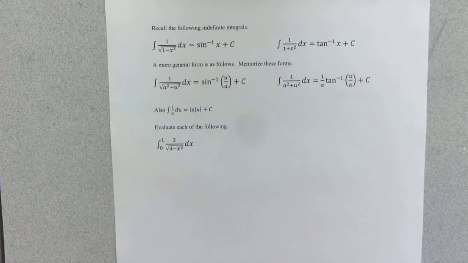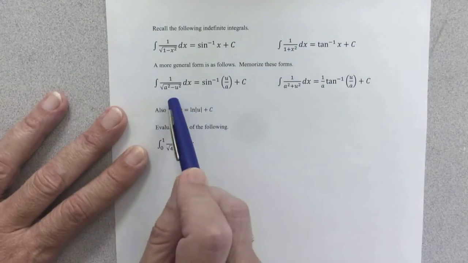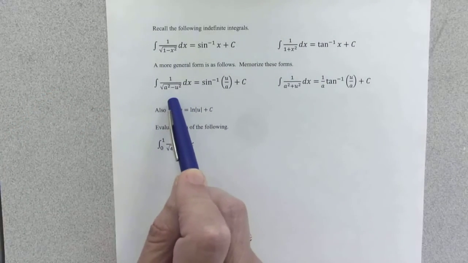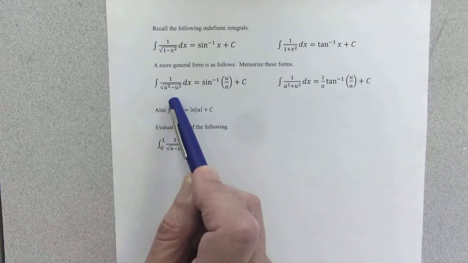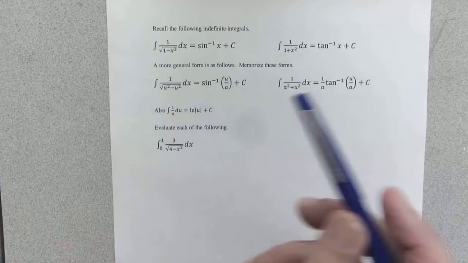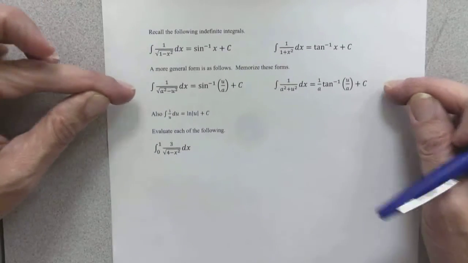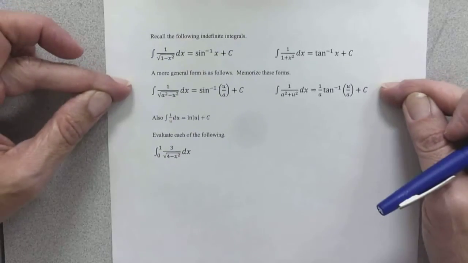And then making those a little more general, instead of having those ones there, the integral of 1 over the square root of the quantity a squared minus u squared du was sine inverse u over a plus c. And the integral of 1 over a squared plus u squared du is 1 over a tan inverse u over a plus c. You really need to have these memorized.